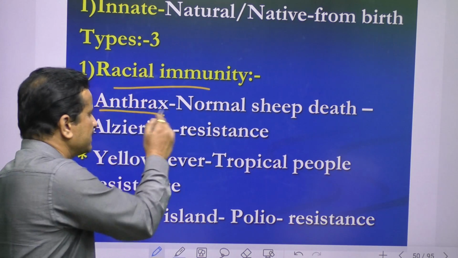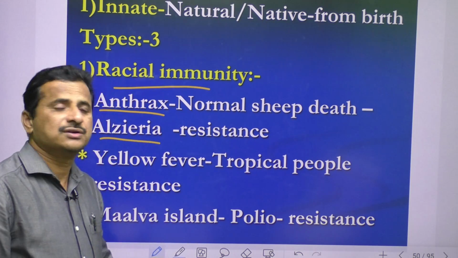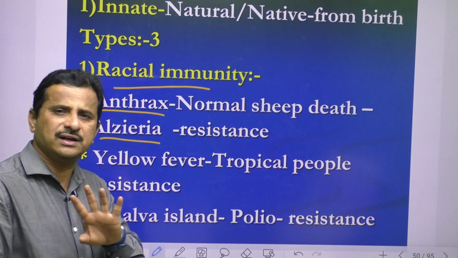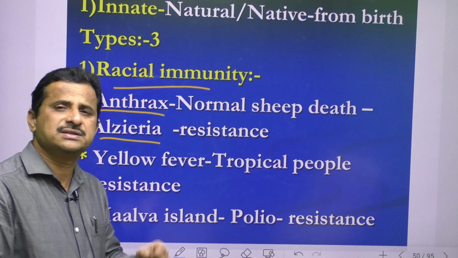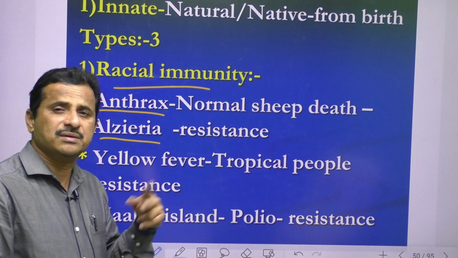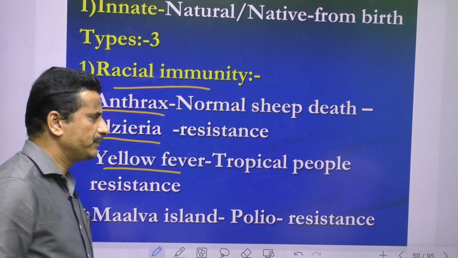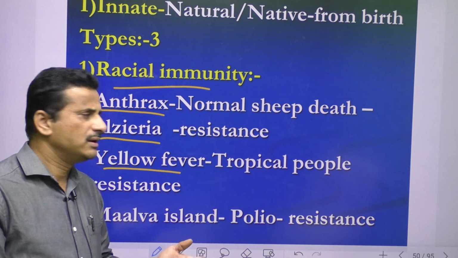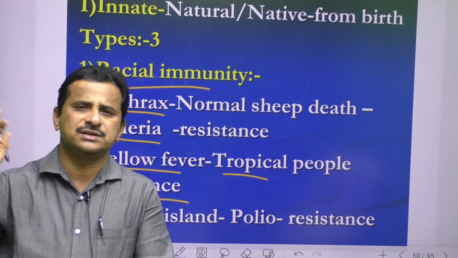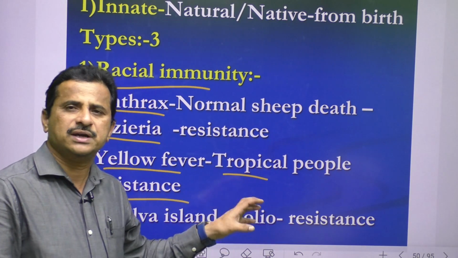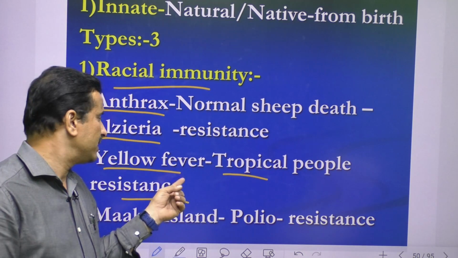For example, anthrax is common in normal sheep, but Algerian sheep show resistance to anthrax. That means anthrax bacteria do not cause any damage to Algerian sheep, but anthrax bacteria cause damage and death in normal sheep. Both are the same sheep, but based on race, the immunity is different. Here I am giving human related examples. Yellow fever is very common in many people, but tropical area people show resistance to yellow fever. Yellow fever is very common in temperate regions and polar regions, but some tropical people show resistance to yellow fever. Same humans, but based on a particular race, because of special genes, they show the resistance.